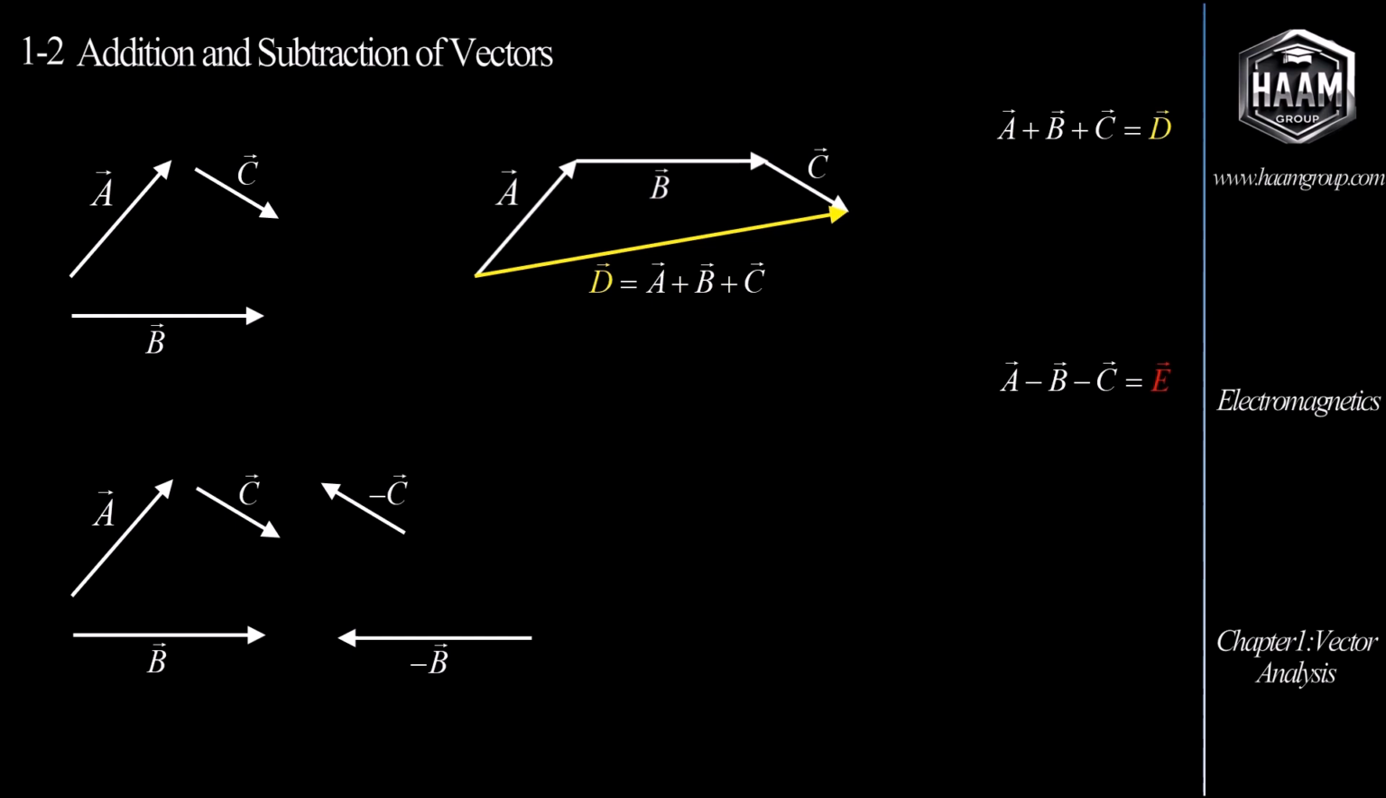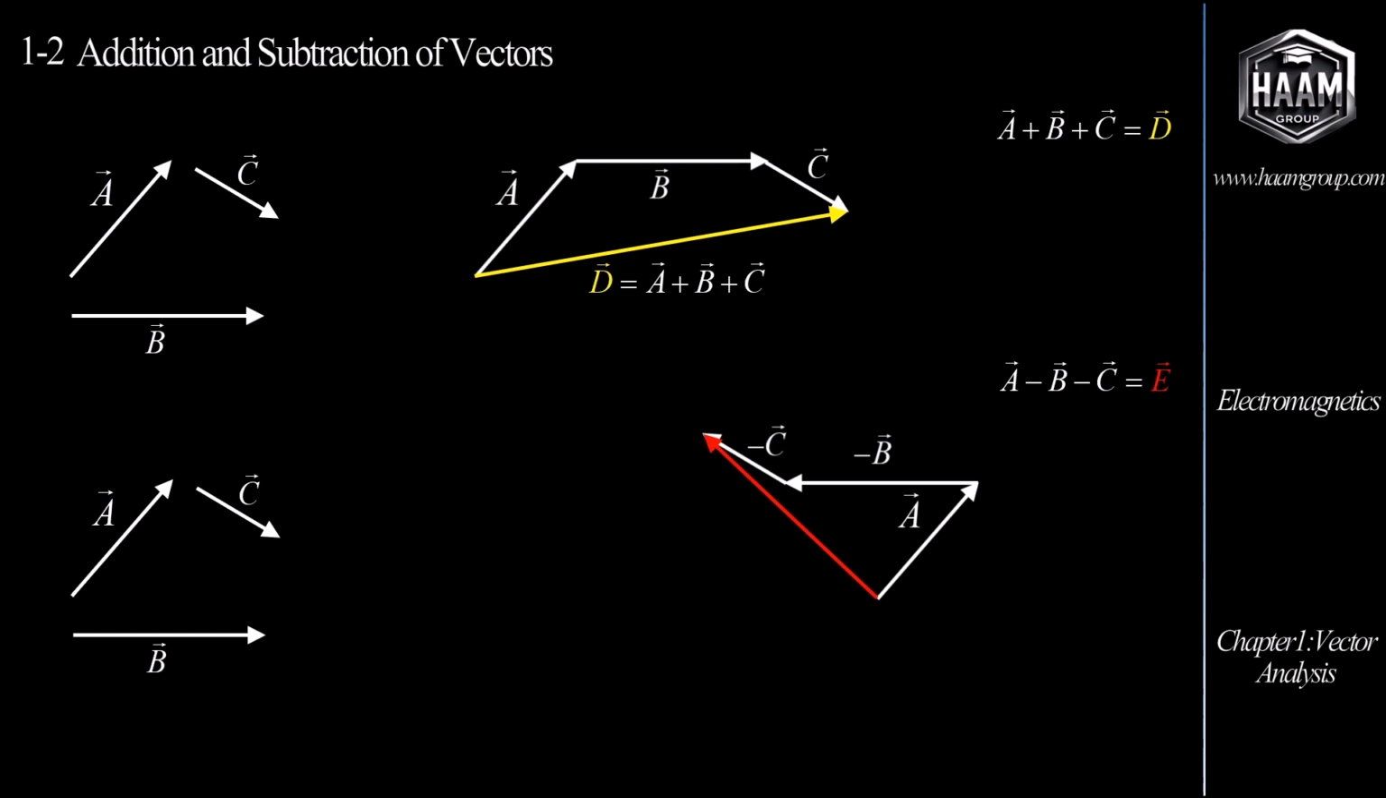To find A minus B minus C, begin by drawing vector A. From the head of A, draw the opposite of B. Then, from the head of opposite B, draw the opposite of C, following the expression. Finally, connect the tail of A to the head of the opposite C. The resulting vector represents A minus B minus C, which is labeled here as vector E.